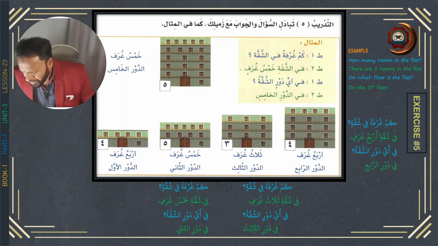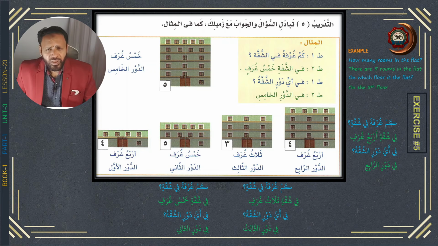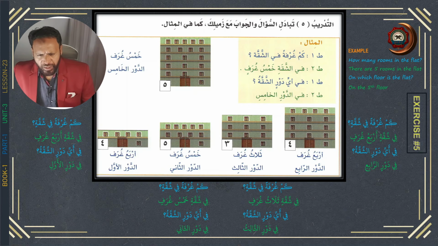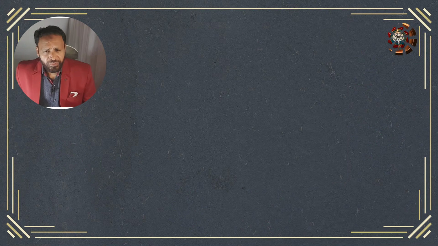Next one. Any volunteers? Yes, sir. Okay, go ahead. Kam ghurfatan fi shakka? Fi shakkati arba'u ghuraf. Fi ayyi dawri shakka? Fi dawri al-awwal. In the first floor. On the first floor. Okay. Let's go quickly. We have not even finished one lesson.